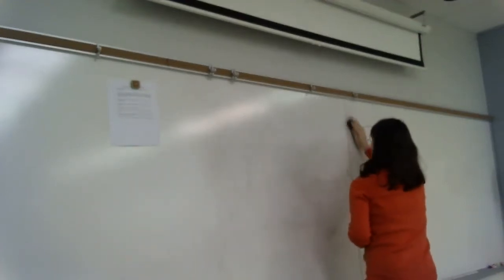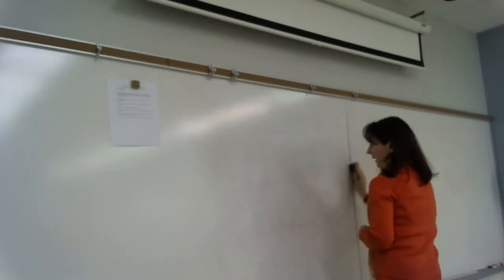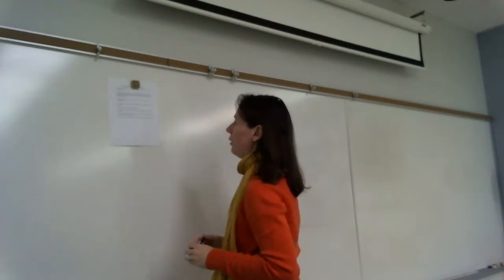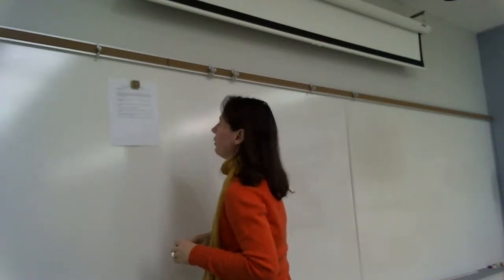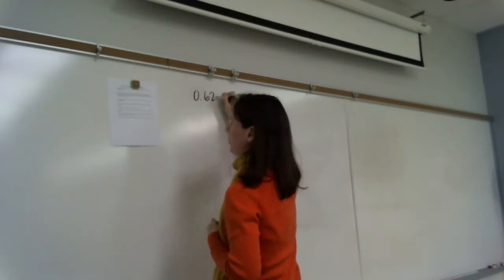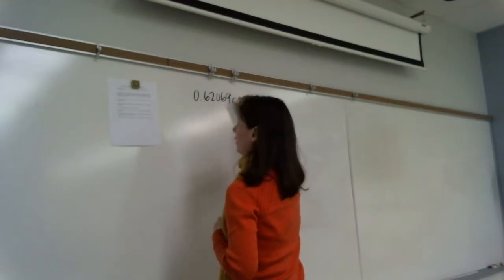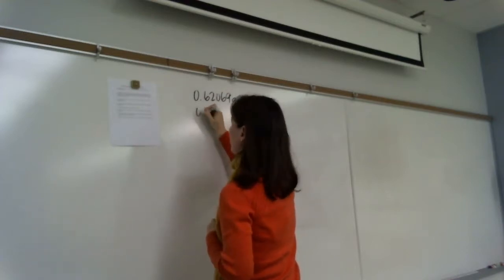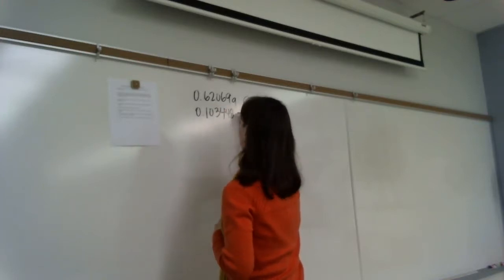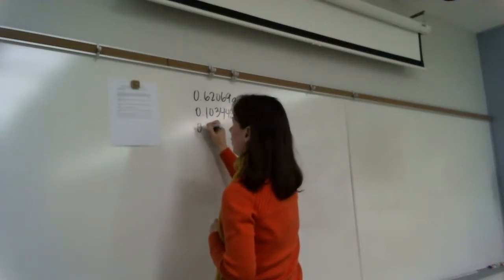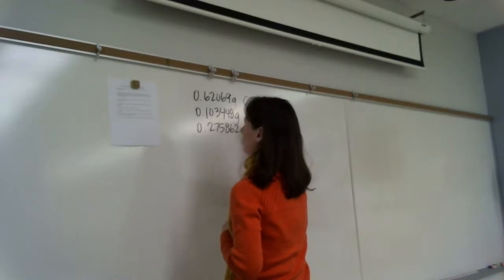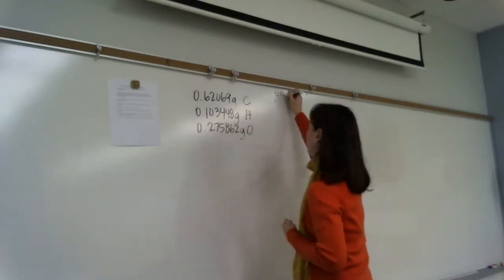So number 2 is a little bit different in how it was worded, right? Because the problem says characteristic odor of pineapple, and so on. If a sample contains 0.62069 grams carbon, 0.103448 grams hydrogen, 0.275862 grams oxygen, I want to know what's the empirical formula.